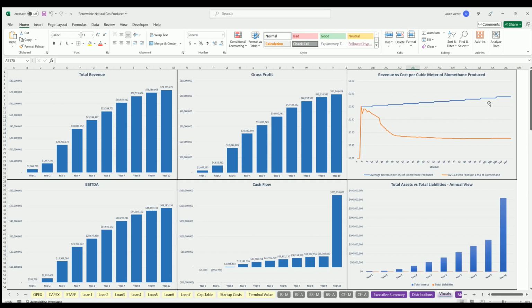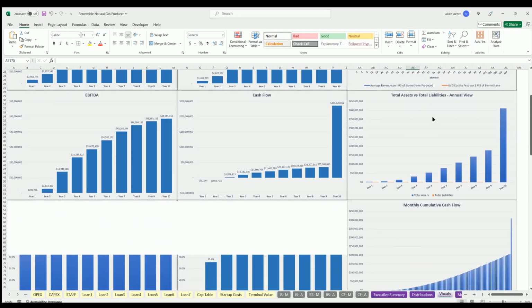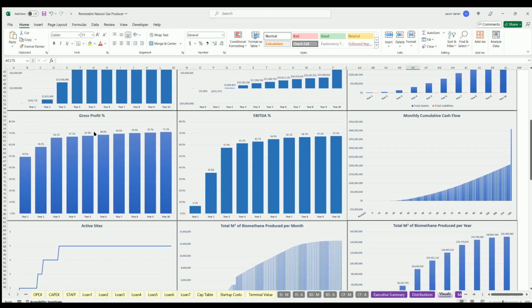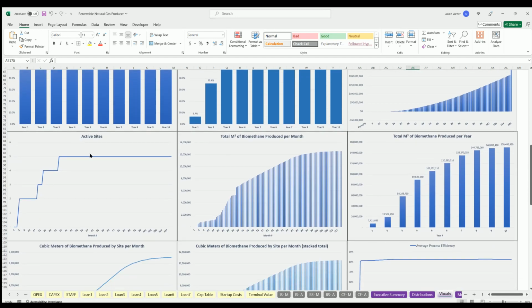So this is essentially the margin of profit that you're making over time, the difference between these two. Because remember, this cost takes into account all costs, every single cost item, interest, depreciation, which is a function of the capex, all the direct costs, operating expenses, everything. And then this is obviously your top line revenue driver. Cash flow, total assets versus liabilities, gross profit percentage, EBITDA percentage, monthly cumulative cash flow, active sites over time, which obviously we only have up to 5 with this model.